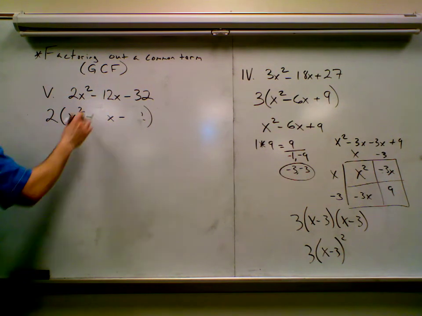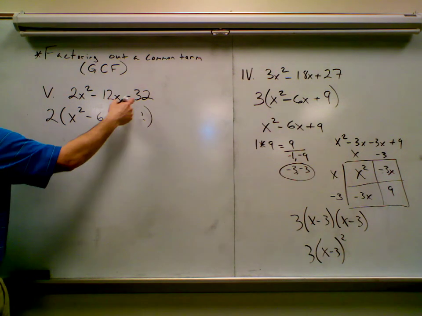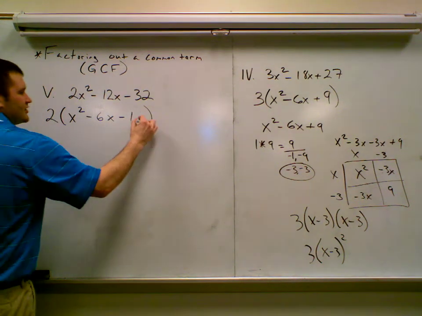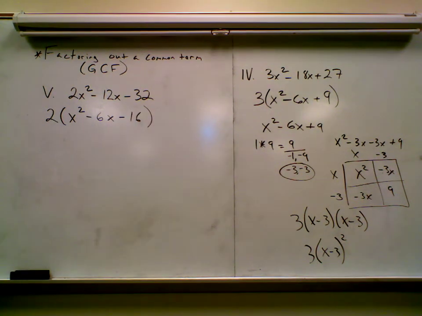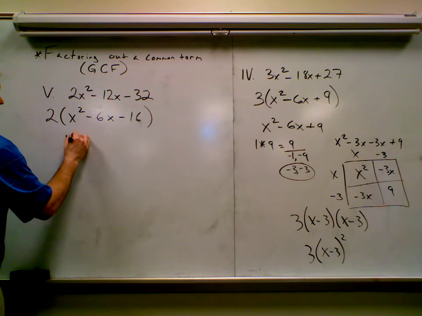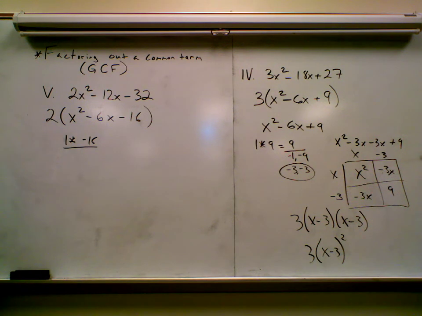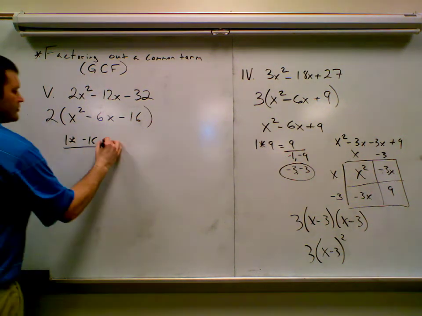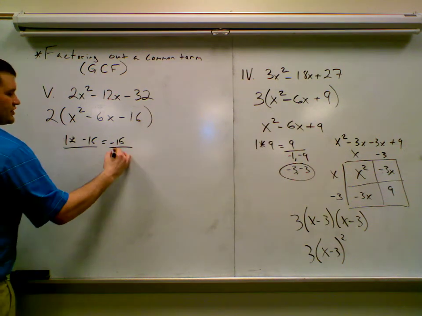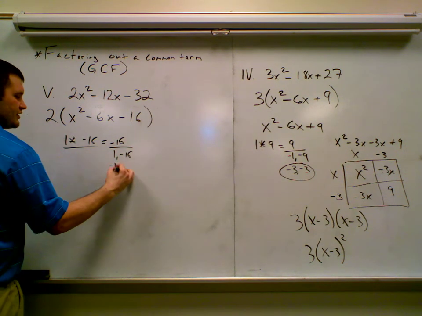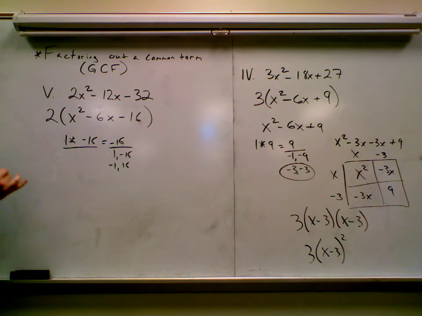Okay. 12 divided by 2 is 6. 32 divided by 2 is 16. I'm glad you guys can do math. All right. So now, I made the problem really easy, didn't I? Because now A is 1. So 1 times negative 16, what do we get? Negative 16. Factors of negative 16 are 1 and negative 16, negative 1 and 16. Any other ones?